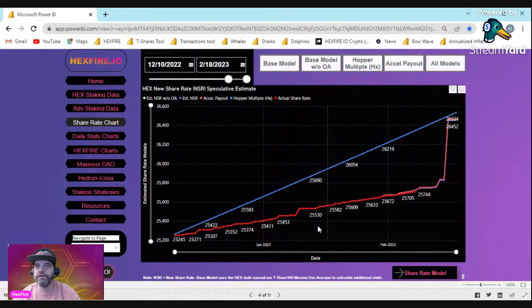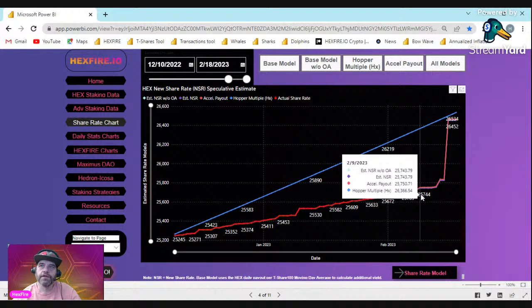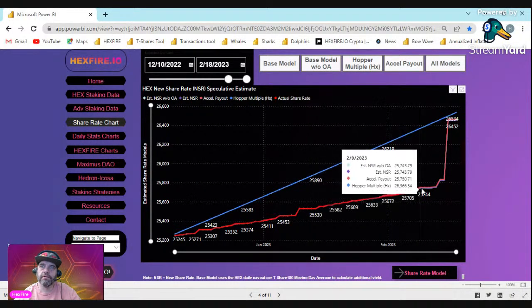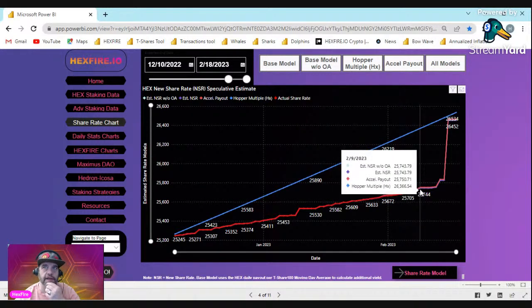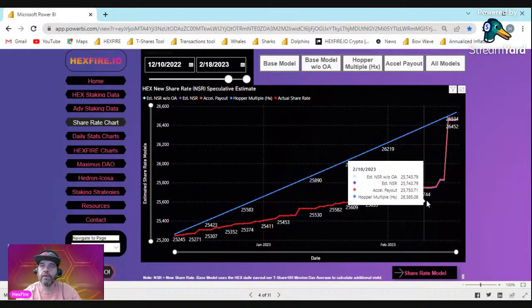Now I do some things in the past numbers to kind of keep this number nice and flat, but it's been very, very close. And so on the 9th of this month, which is tomorrow, there's a stake that'll end. And then on the 10th, that person may end that stake. And if they end that stake, the T-share rate will go up to 25,743. It's only a 40 HEX increase, but it's very sure. So I'd give this 99.99% that the number's right.